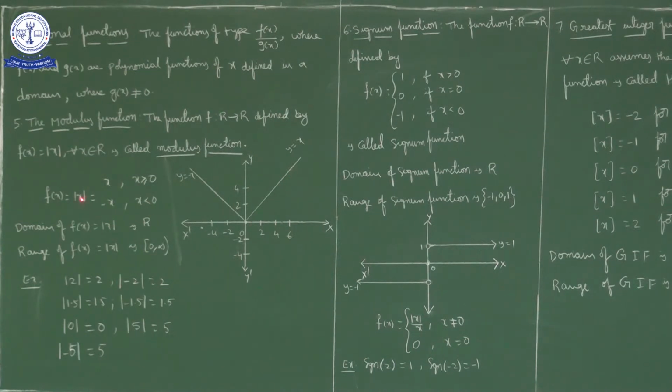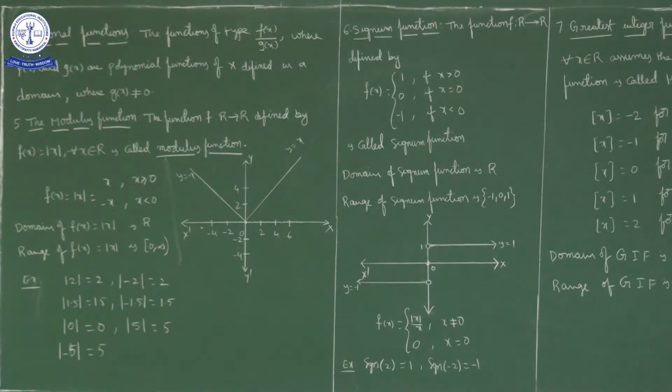Suppose here you write minus 1, modulus of minus 1 is what? Modulus of minus 1 is 1. So the ordered pair is minus 1 comma 1. Modulus of minus 2 is 2, so minus 2 comma 2. Minus 3 comma 3. Minus 4 comma 4. So it is nothing but the line y is equal to minus x.